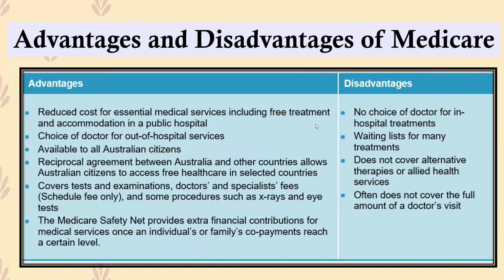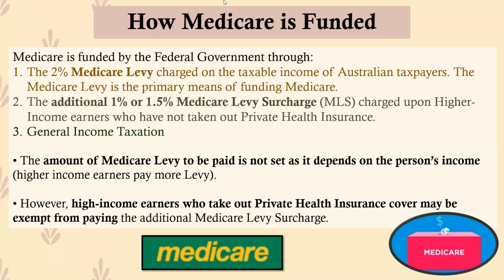Okay, so now we're looking at how Medicare is funded, or why Medicare is not considered free healthcare. This is the reason. Medicare is funded by the federal government. Now, in order for the government to run Medicare, they need money. The government is not just taking money out of thin air. They're not just taking money out of their own pockets.